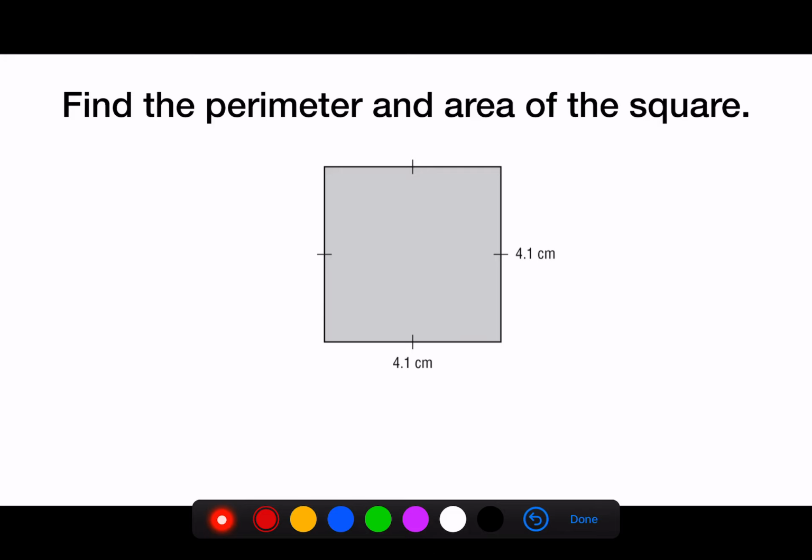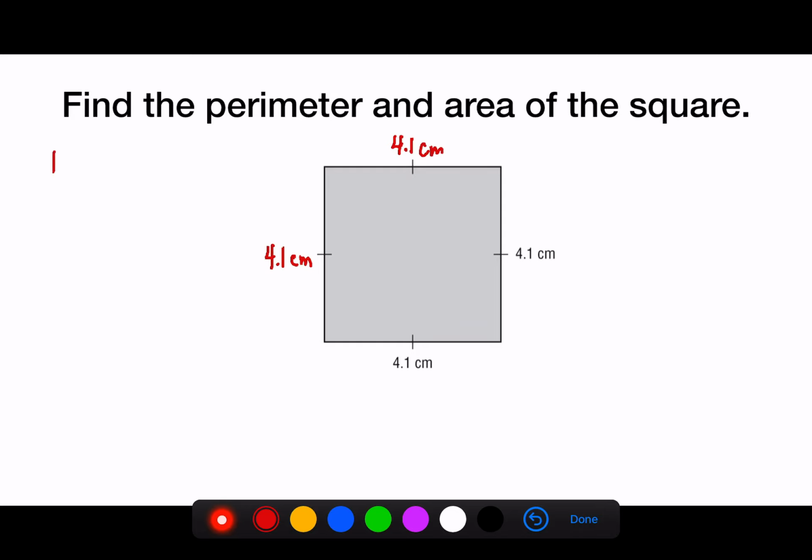In our next example, we are asked to find the perimeter and area of the square. In this case, I can see the square has side lengths of 4.1 centimeters. The sides are all marked to show that they are congruent, so therefore we know it's a square. That means we also know these other side lengths are 4.1 centimeters as well, so I can label that on my diagram.